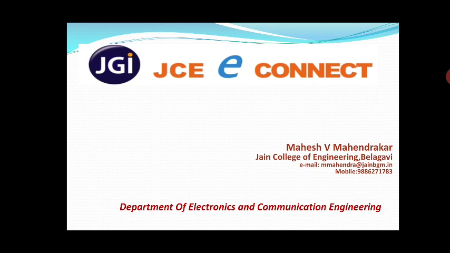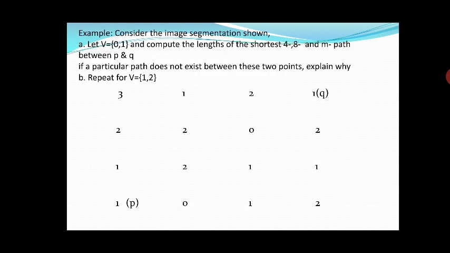Let us continue with a few more examples related to 4, 8 and M path. As previously discussed in the theoretical content, how the connectivity can be made. Now let us take an example. Consider the image segmentation as shown in the below figure. The image is shown as a 4 by 4 matrix in terms of rows and columns.